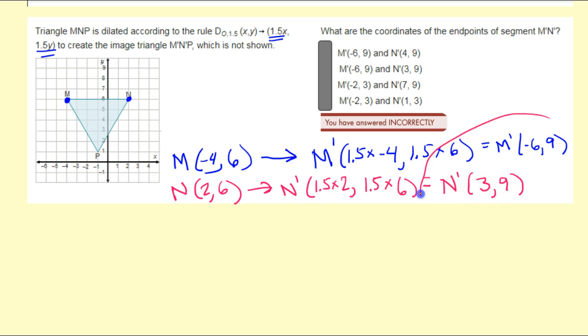So these should be the answers right here. There's -6, comma 9 and 4, comma 9. That's close, but nah. -6, comma 9 and 3, comma 9. That's it. And that's how you do it.